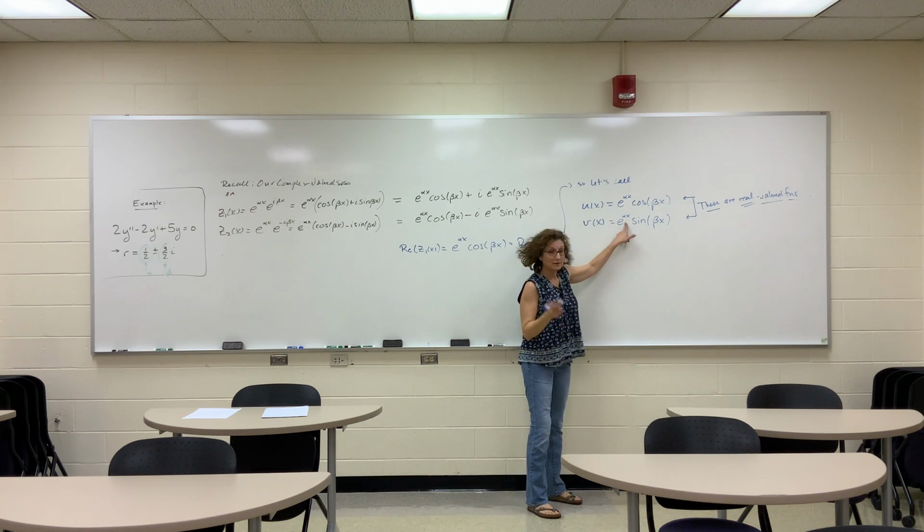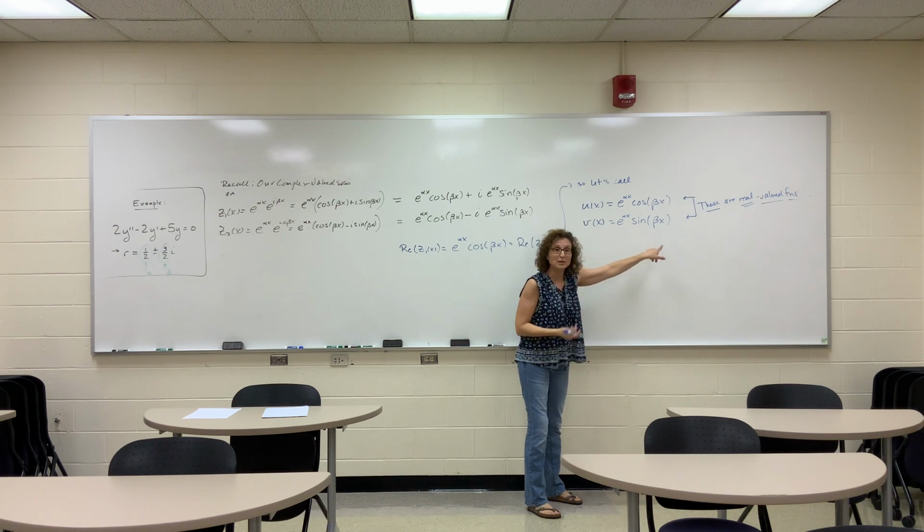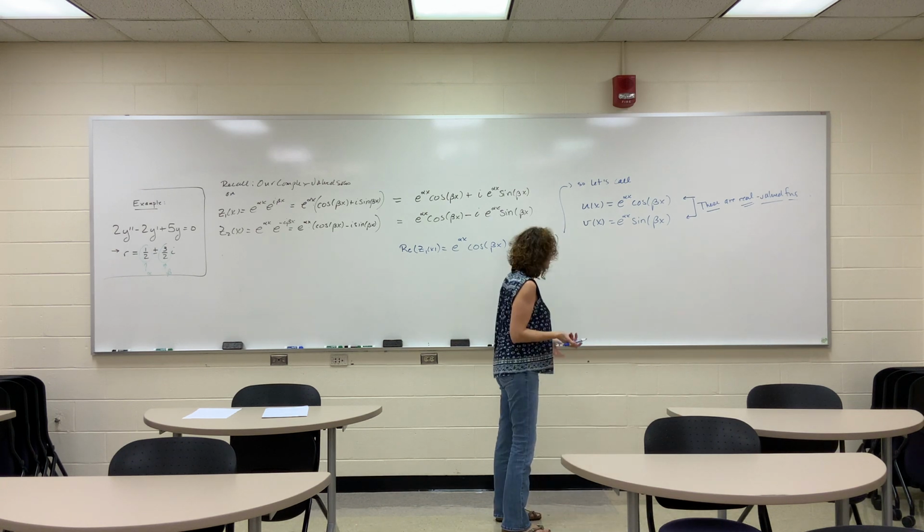Alpha is a real number, the real part of the complex conjugate root. Beta is a real number, the imaginary part of the complex conjugate root. So these two are real valued functions.